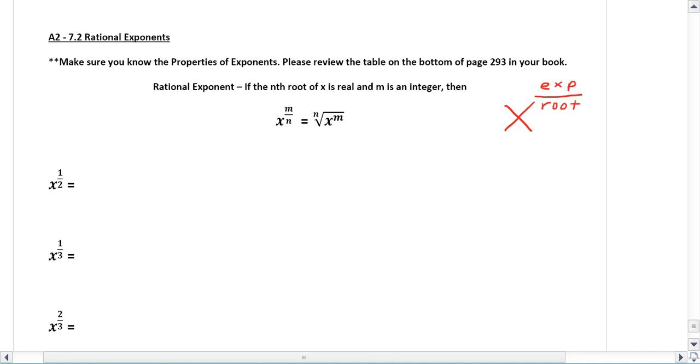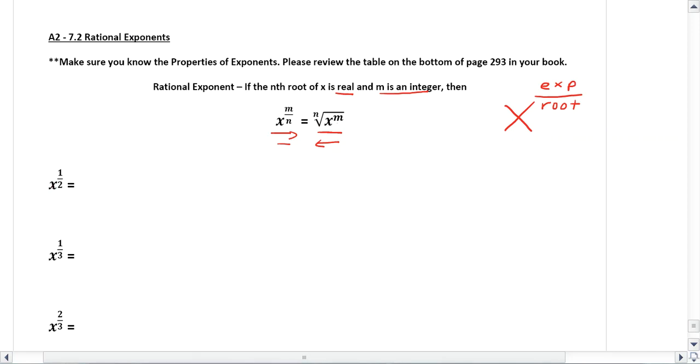So notice they're saying that the nth root of x is real, so we're not looking at imaginaries again, and that this top number m is an integer. It's not a fraction in and of itself. So we need to be able to convert from exponential form to radical, and then back again, radical to exponential. So the main part of this section is learning to convert back and forth.